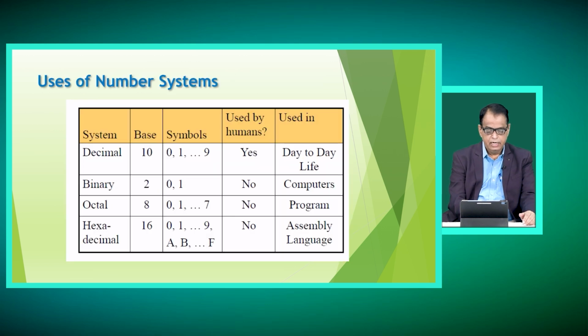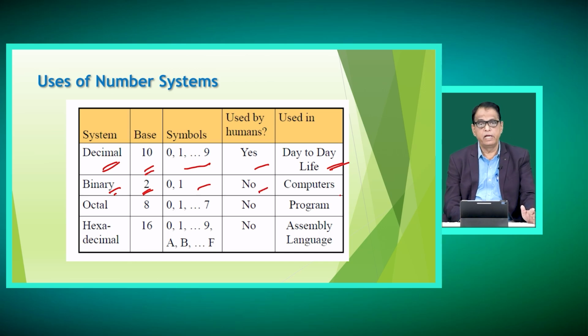As I said, the decimal number system is very popular. Its base is 10, the symbols are from 0 to 9, and it is used by us humans in our day-to-day life. The binary number system has a base of 2. It has only 2 basic symbols, 0 and 1. It is not used by us in regular life, but it is used by computers, because our digital computers actually store the data in binary form only.